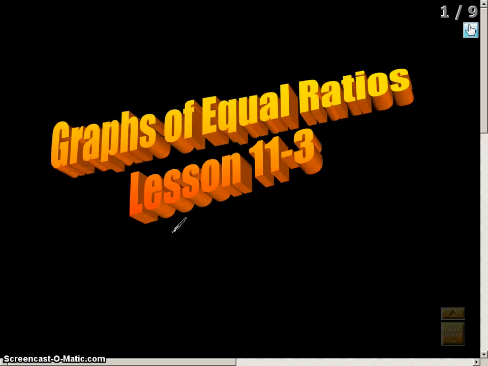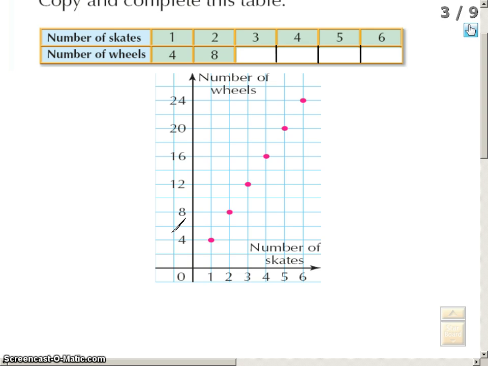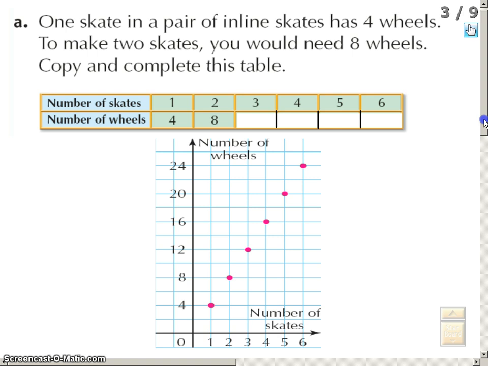In this video, we're going to take a look at graphing equal ratios. Now, the target for today is to be able to generate a table of equal ratios and graph the ordered pairs. Okay, so we know how to plot points on a grid, and we know ordered pairs. So if we can remember everything that we learned there, we won't have any problem with today's lesson at all. Let me just show you an example of this.